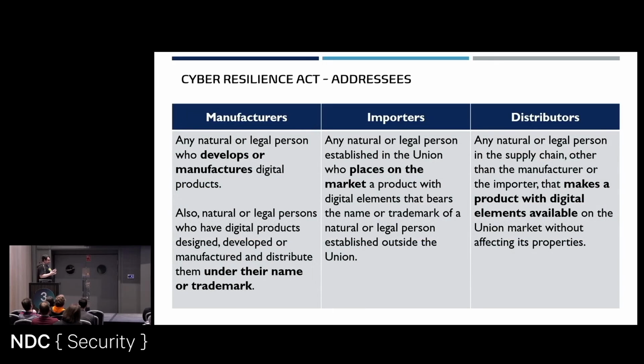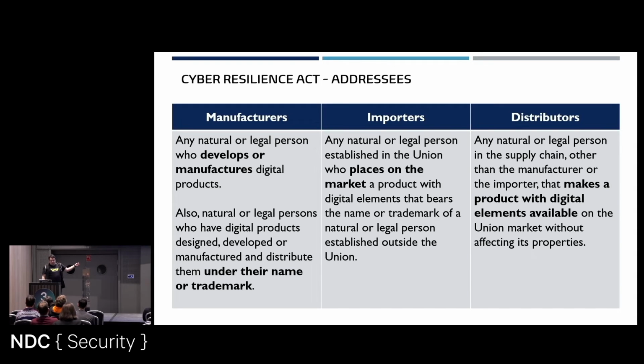One, there's a number of addressees that this CRA applies to. For one, if you're a manufacturer, so you are a natural or legal person who develops or manufactures digital products, or who has those digital products designed, developed, or manufactured and distributes them under their trademark. So even if you don't develop it yourself, but you pay someone to develop something for you, but then you put it out there on the market, you are affected by this. You need to abide by the CRA.